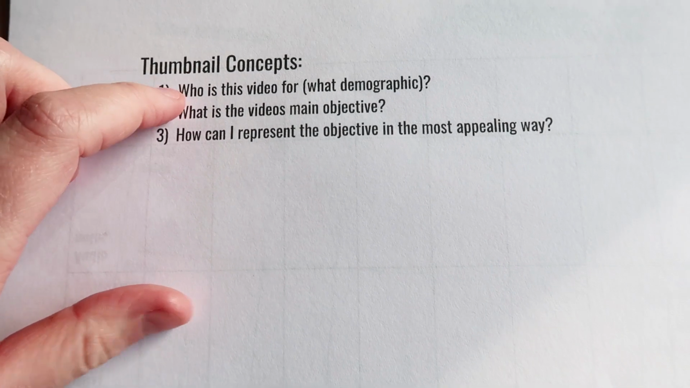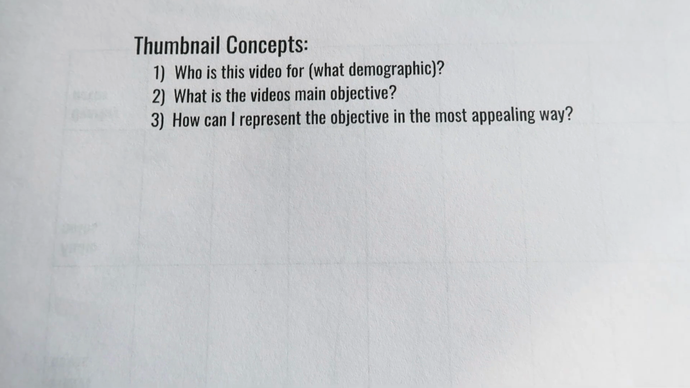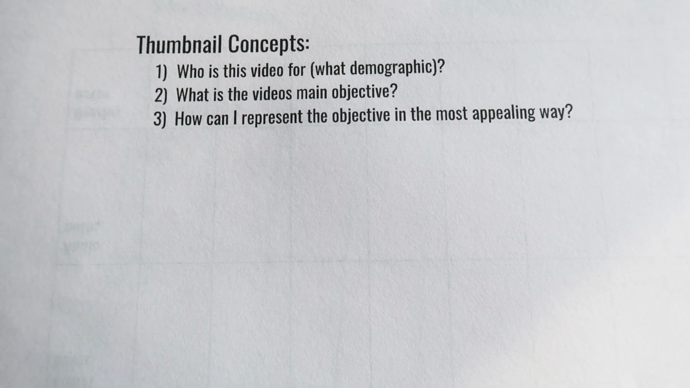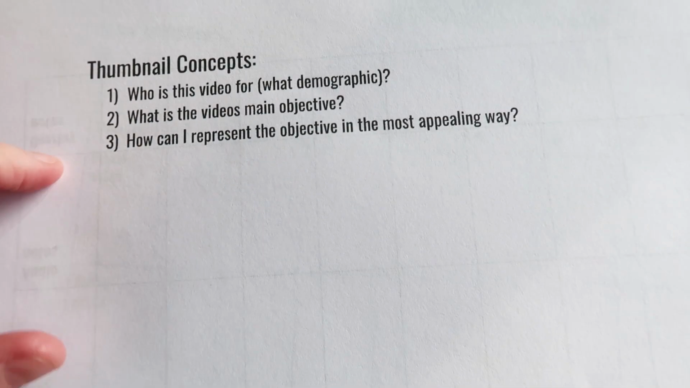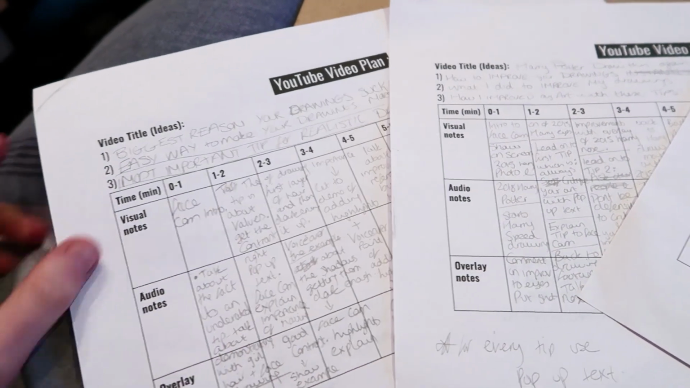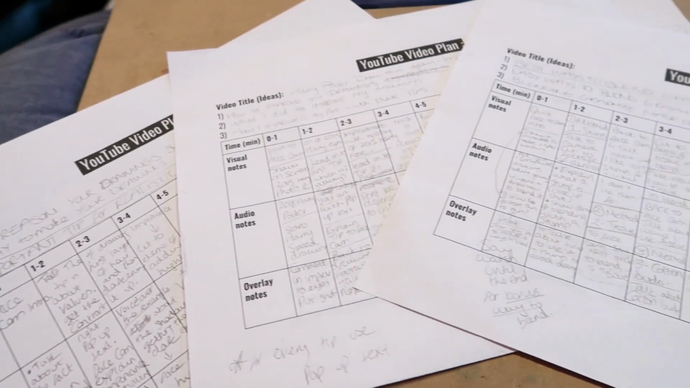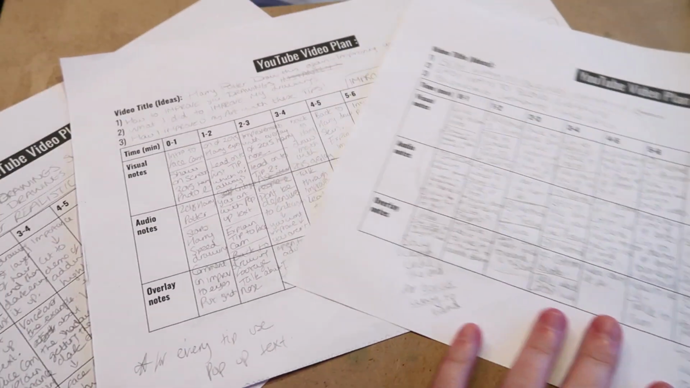And on the back I've also did some things for thumbnails. For every thumbnail I want to think about the video and who is it aimed for, what is the video's objective, and how can I best represent that objective in an appealing way for the thumbnail. I've just spent the last couple of hours filling in the other 2 of these little plans for the other 2 videos that I'm going to be doing this week. Like I said, I already did one of them earlier. And I planned the little thumbnails as well, just really quick concept sketches.